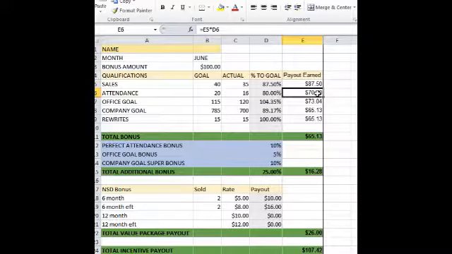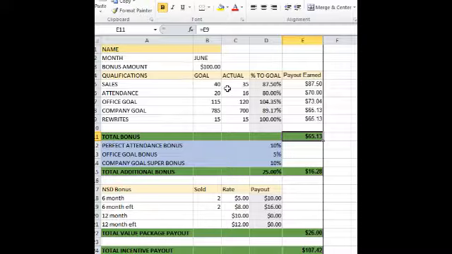Then with $70, we go to the next goal, the office goal. This one's at 104%, so 104% of 70 is 73. You see how we keep taking the number. We start with this number, but then we work the goals off of the number above it. Then we have company goal, 89%. 89% of 73 is 65. And then we have perfect on rewrites, so that's 100%, so that's 65. So your total bonus here is $65.13, which is approximately right for somebody who only sold 35 policies out of 40.